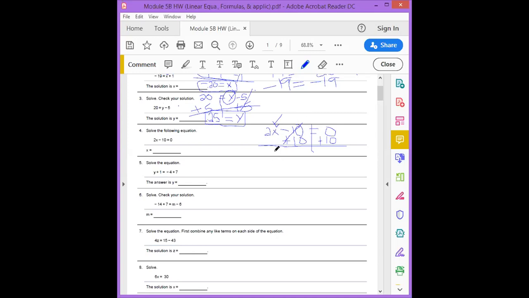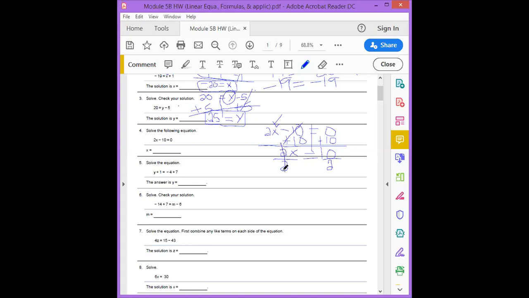What are we left with now on the left side? We're left with 2x. Bring down your equal sign. And on the right side, 0 plus 10 is 10. Remember I said 2 and x being side by side means multiplication. So the opposite of multiplying by 2 is to divide by 2. You're going to divide both sides of the equation by 2.